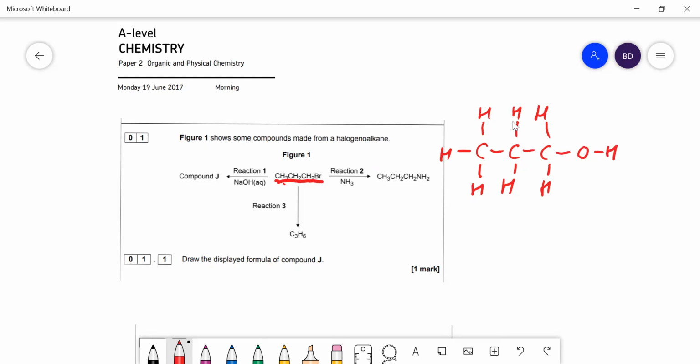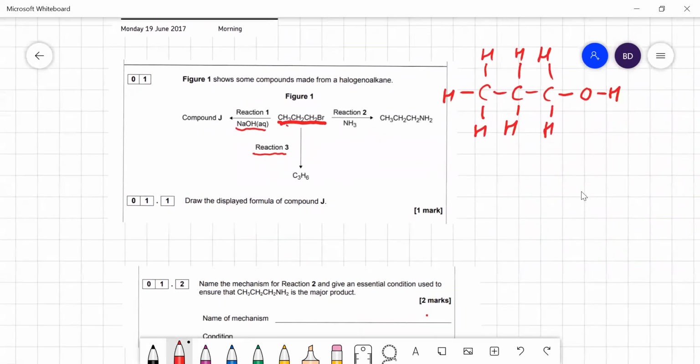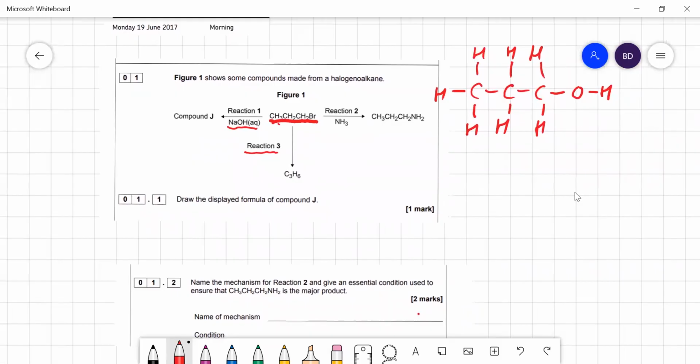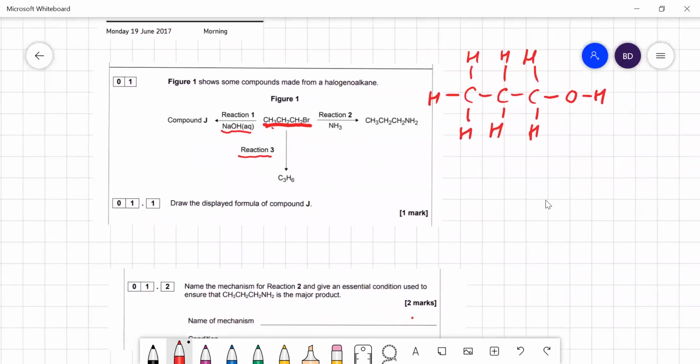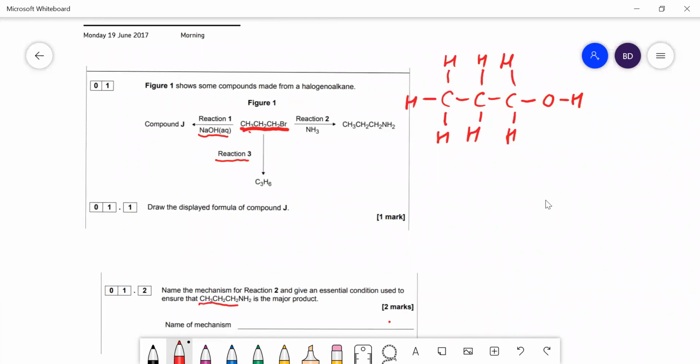You get nucleophilic substitution when it's in aqueous solution. We see later, I think, in reaction 3, they've got the NaOH in ethanol, and you get elimination. Okay, so that's the answer to that bit. Right. Name the mechanism for reaction 2, and give the essential conditions so that you only get the primary amine produced.